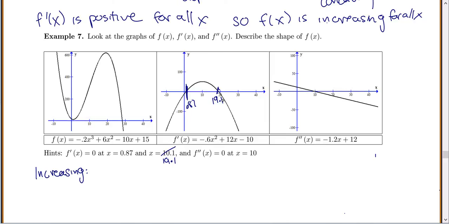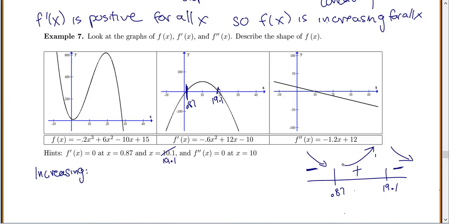Okay. And so if we were to draw our number line, it looks like to the left, our slope values are all negative. So my original function is going down. Not the actual first derivative, but my original function. And then from 0.87 to 19.1, our slope is positive, so our original function is going up. And from 19.1 on, our slope is negative, so our original function is going down.